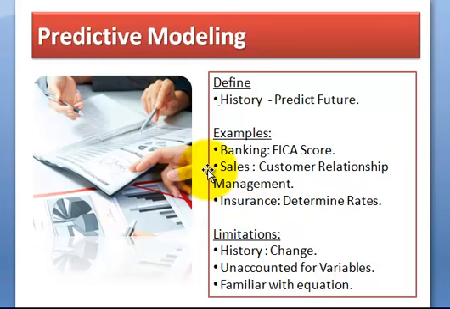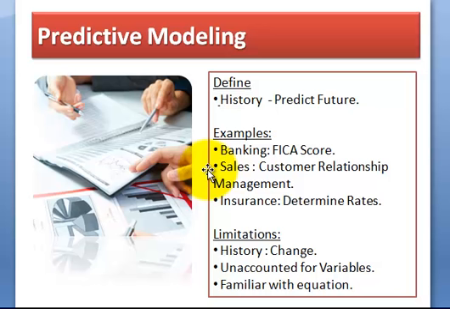Sales folks use it often for customer relationship management to figure out which customers I should call on, which ones are most likely to buy another product. So can I do cross sales? Can I do up sales? People that have bought this often buy this. It also allows me to go with the right product.